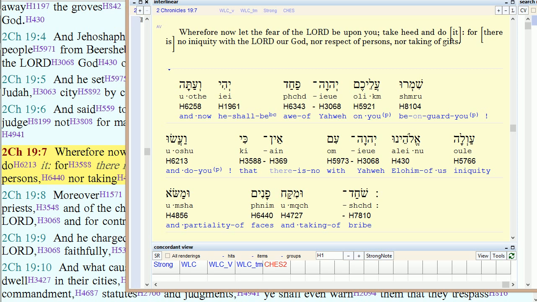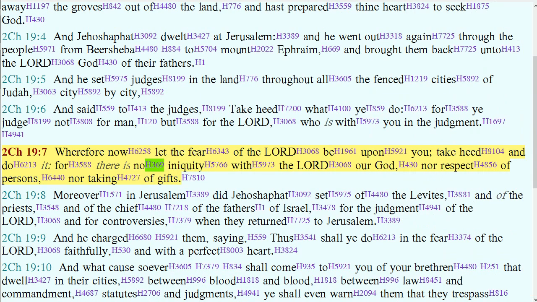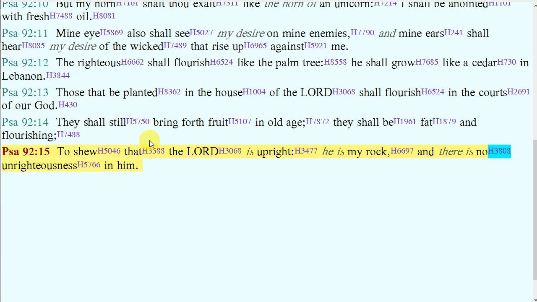Okay, so let's go ahead. Alrighty, let's continue on. To show that the Lord is upright, he is my rock, and there is no unrighteousness in him. No, the opposite of some. So there is absolutely none in him. Again, it has a qualifier.